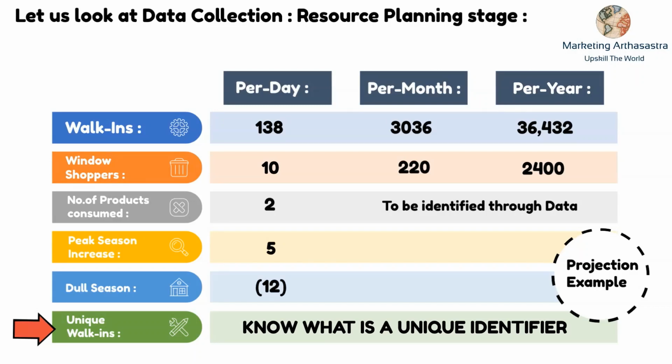This can be achieved by something called a unique identifier. A unique identifier is nothing but an identifier that is unique to the particular customer. Examples can be a mobile number, Aadhaar card, national ID, or passport number. These are not duplicated and are unique to the individual. So we will be looking at having a unique identifier captured for each customer to develop segments and also the persona of the customer.